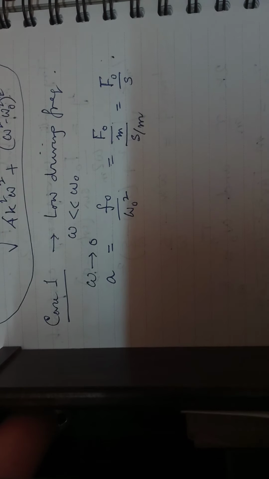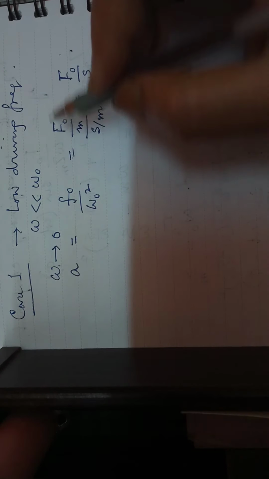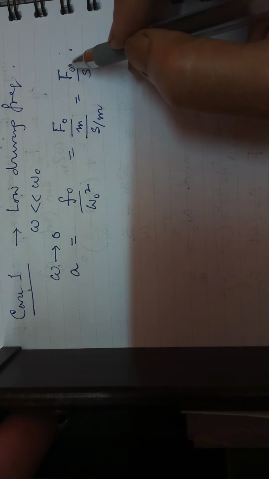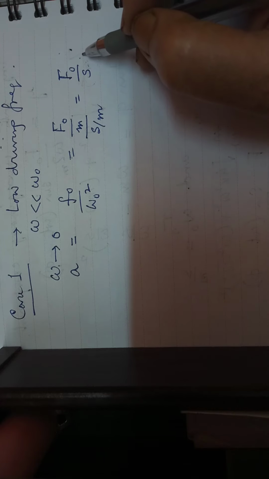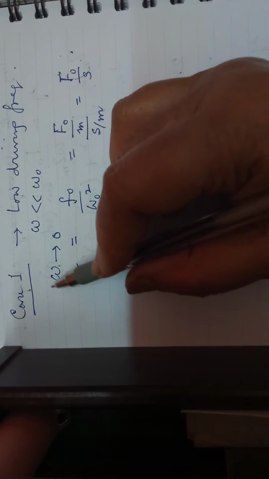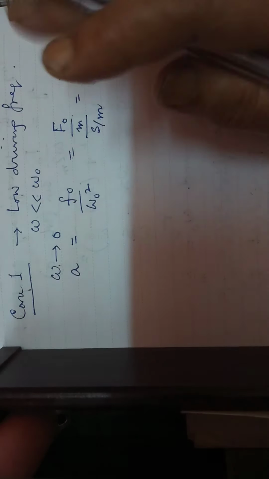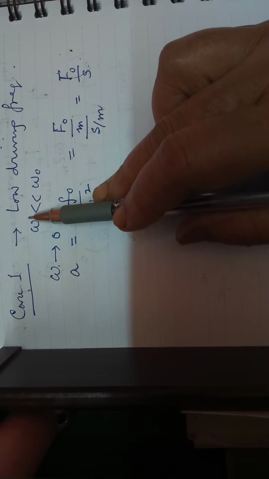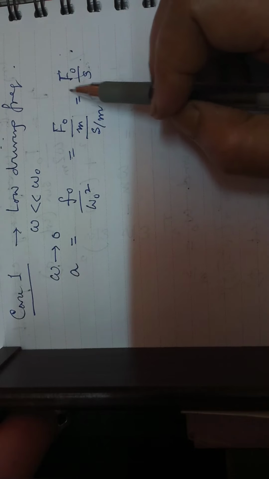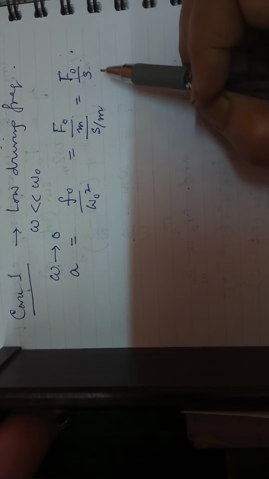Thus, at very low driving frequencies, the amplitude of forced oscillation depends upon the driving force F0 and the stiffness constant S, but it is independent of frequency. When you make the driving force frequency very low, it is independent of the frequency of the driving force. It just depends on the amplitude of the driving force F0 and the stiffness constant of the medium.